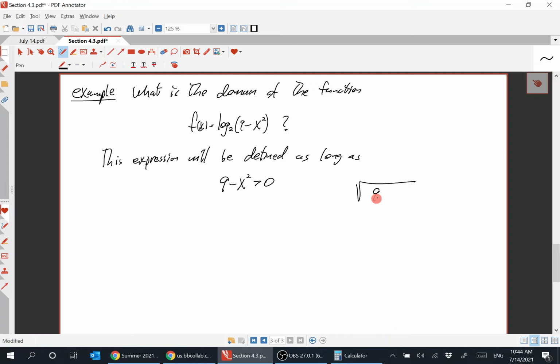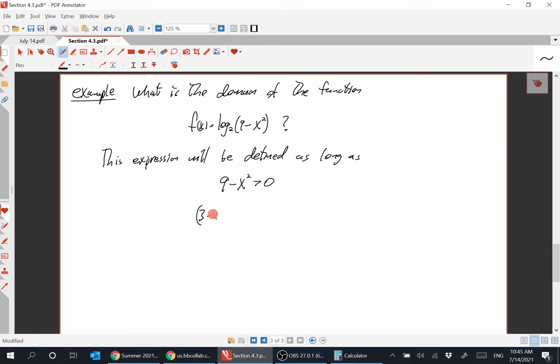Like for a square root, all you need is that 9 minus x squared is bigger than or equal to 0, because you can take the square root of 0. Square root of 0 is 0. The log of 0, you can't, that's not defined, because it's the inverse of an exponential function, and an exponential function is never equal to 0. So strictly greater than 0.